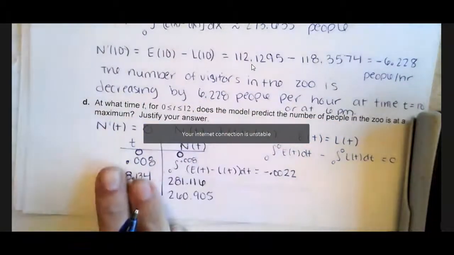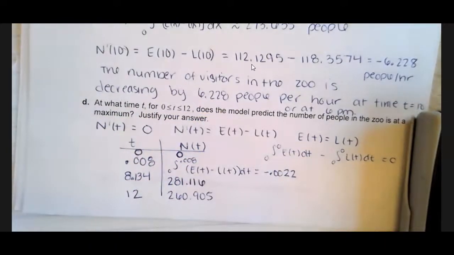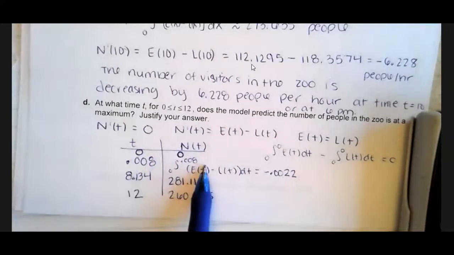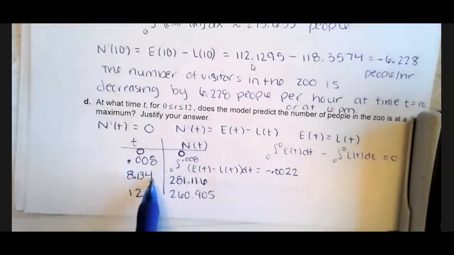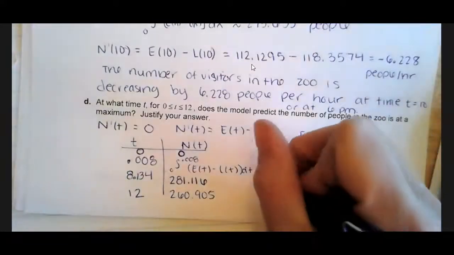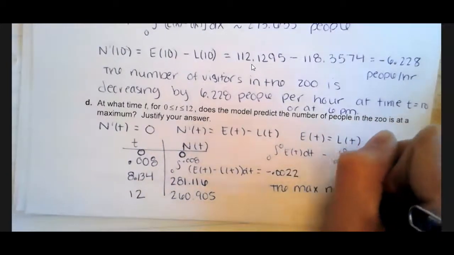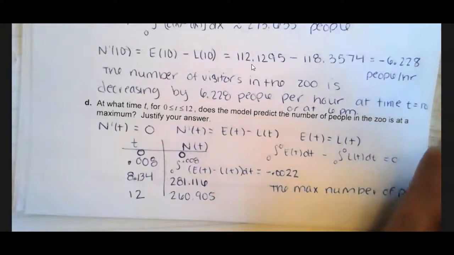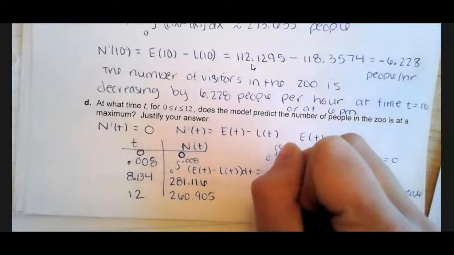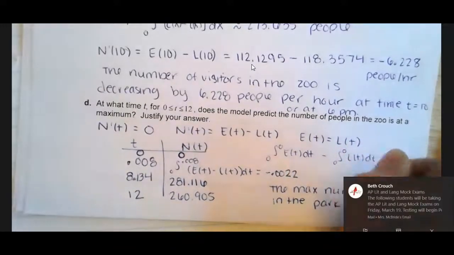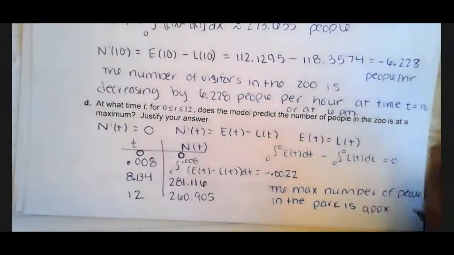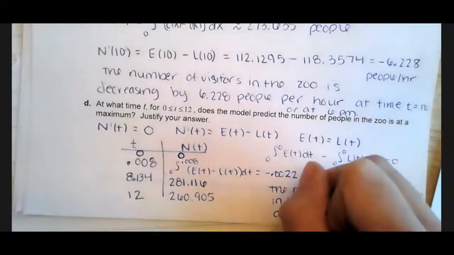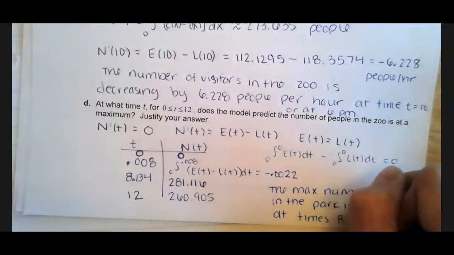So this is what we call the candidates test for extreme values, and essentially what we have done is found the endpoints, and we found the min and the absolute max inside as potentials. So these are from our candidates test. Those are called critical points. And what we can say is that the max number of people in the park is approximately 281 at time 8.134 hours.